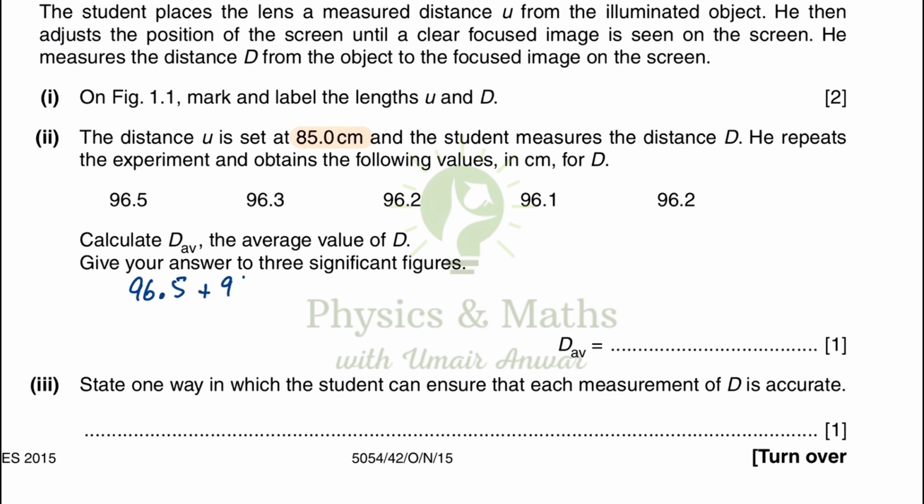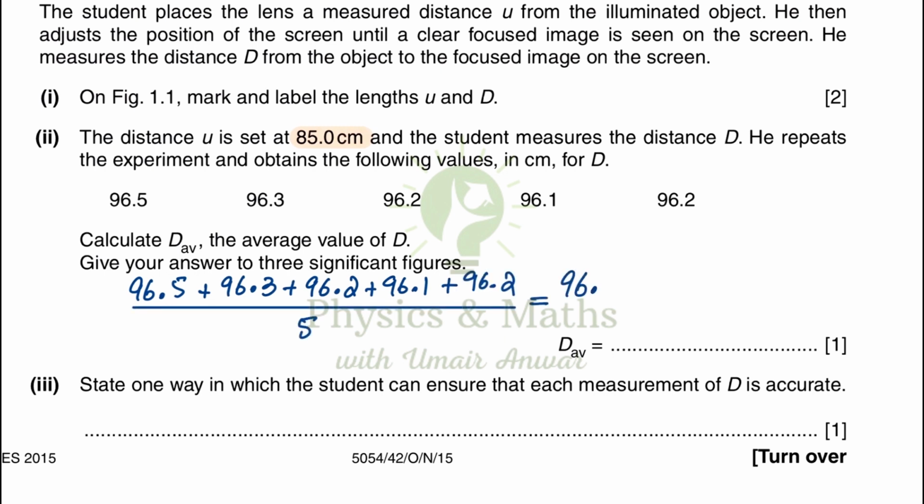To find the average, we are going to add these values and then divide them by 5. So the average value comes out to be 96.3, and this would be written in the answer space.